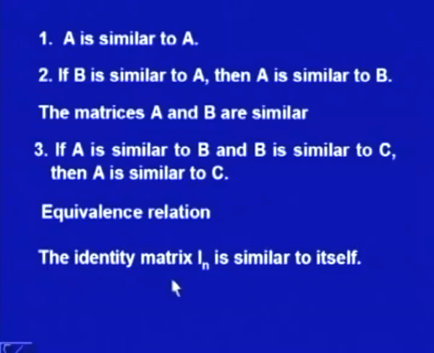And one can also see that the identity matrix of order n, that is In, is similar to itself, because in that case P is I itself.